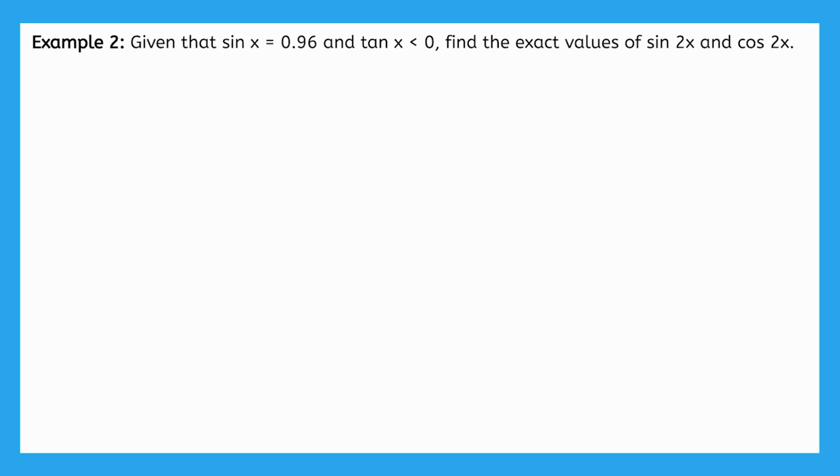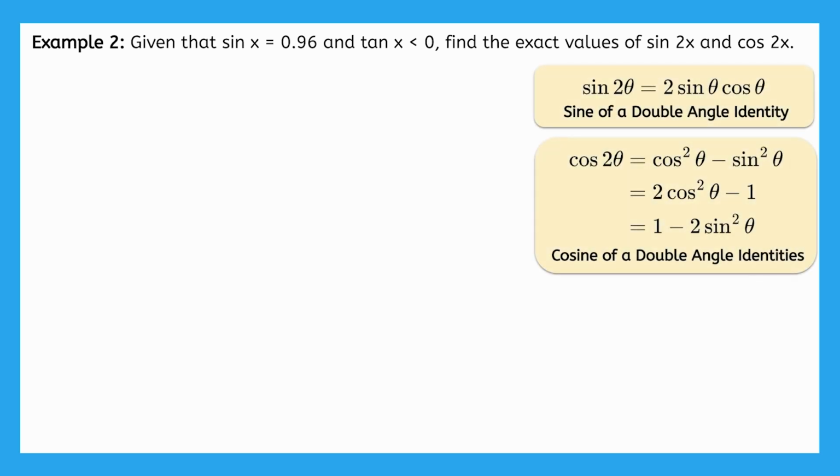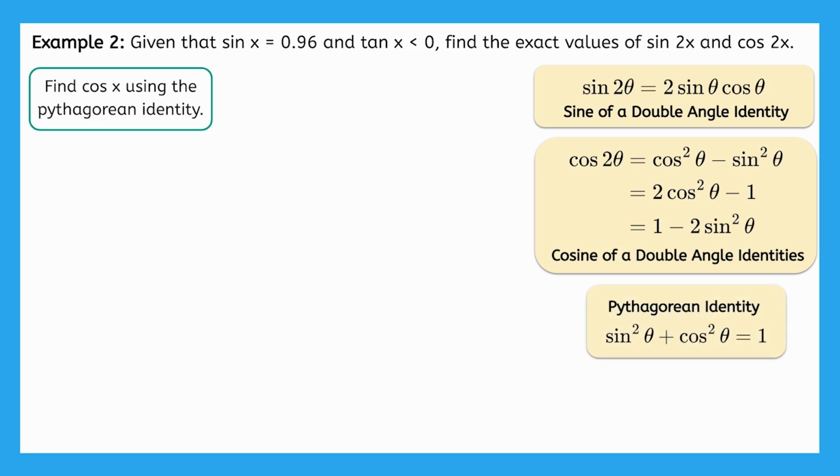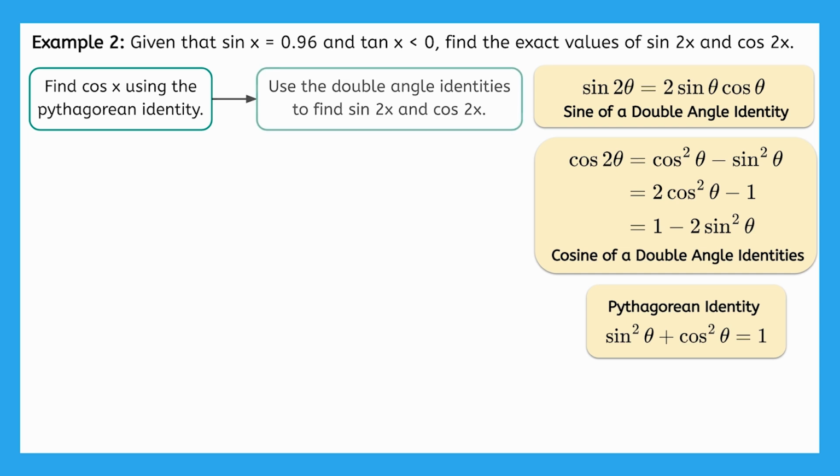We will definitely need our new identities for the sine and cosine of a double angle. However, I notice these identities in general require the sine of the angle and the cosine of the angle, and we're only given the sine. Therefore, a good first step would be to find cosine of x, which we know we can do with the Pythagorean identity. Once we have both sine and cosine of x, we can use the double angle identities to find sine of 2x and cosine of 2x. Pause the video now and do the first step on your own, finding cosine of x.